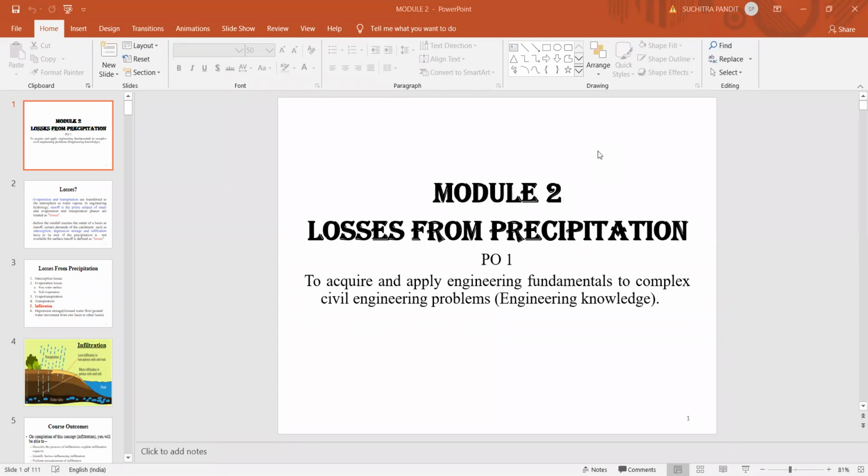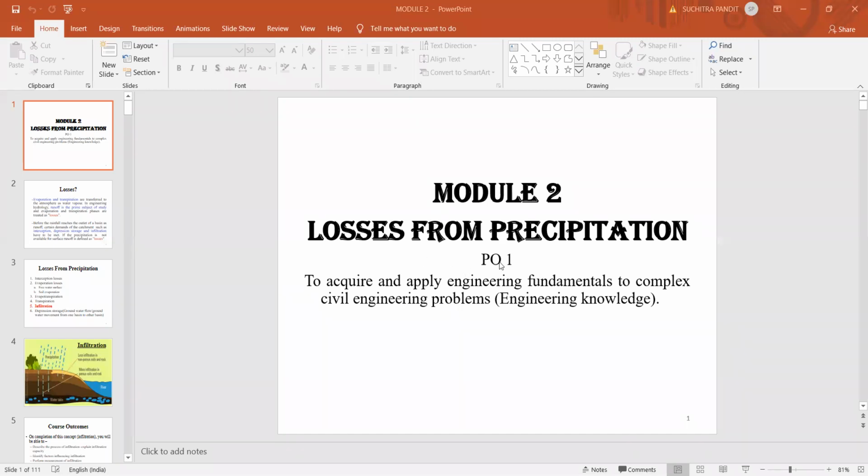Now, we have completed module one. From today, we shall discuss module two, that is losses from precipitation. Here, PO1 means, as per Bloom's taxonomy, the program objective. It satisfies PO1. Under this chapter, we acquire and apply engineering fundamentals to complex civil engineering problems.